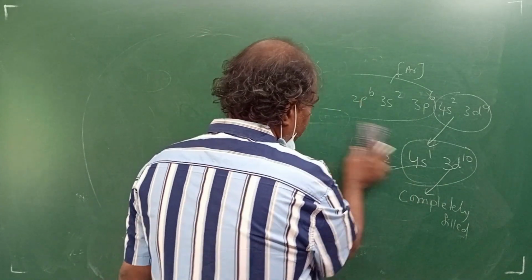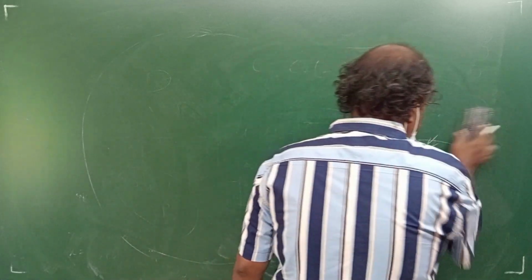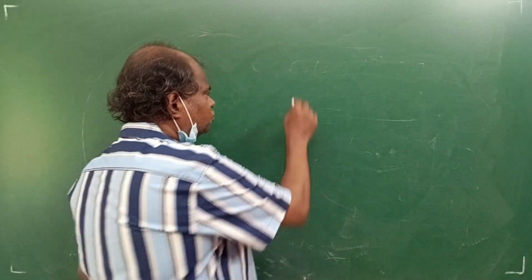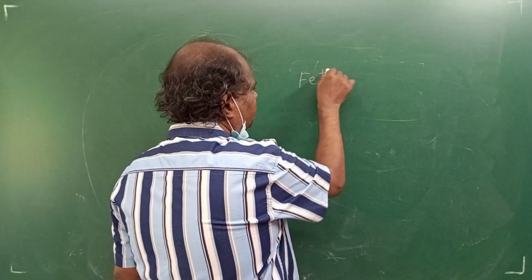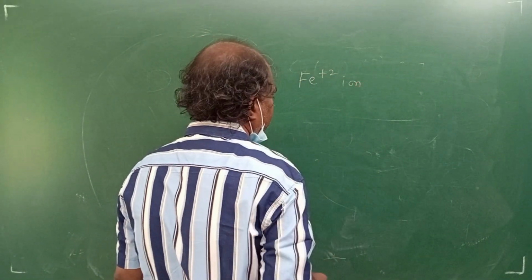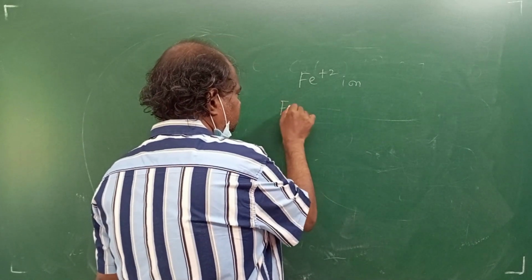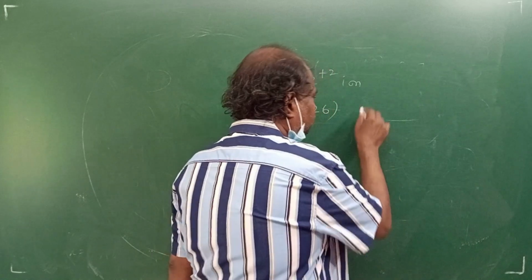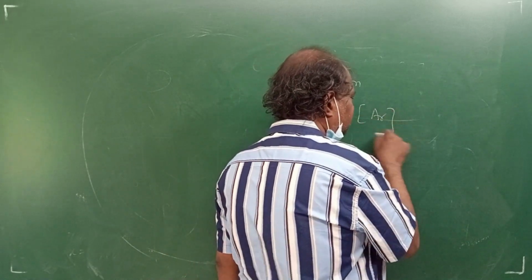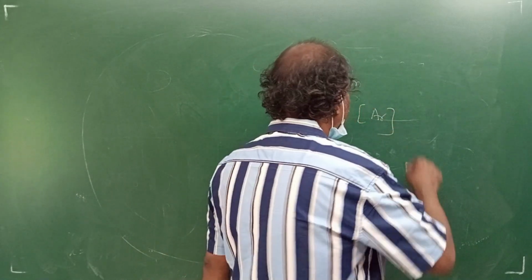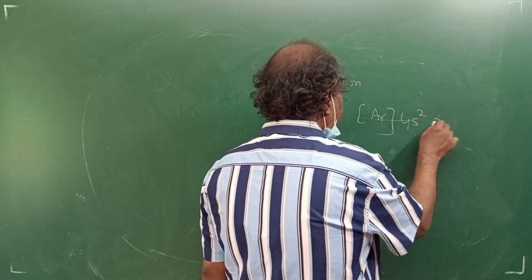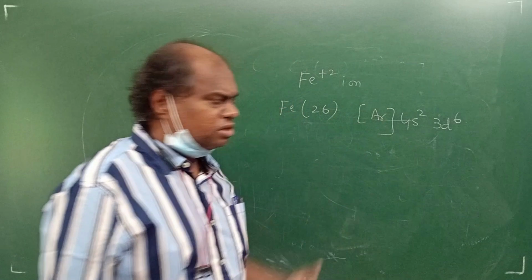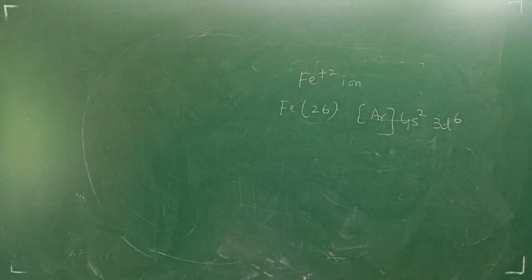Now they can also give you ions, like Fe plus 2 ion, and ask you to calculate the magnetic moment. For iron, the atomic number is 26. So students, now I'll write the shortcut. Argon, which is 18, and then 4s2, 3d6. 26 means 4s2, 3d6, right?